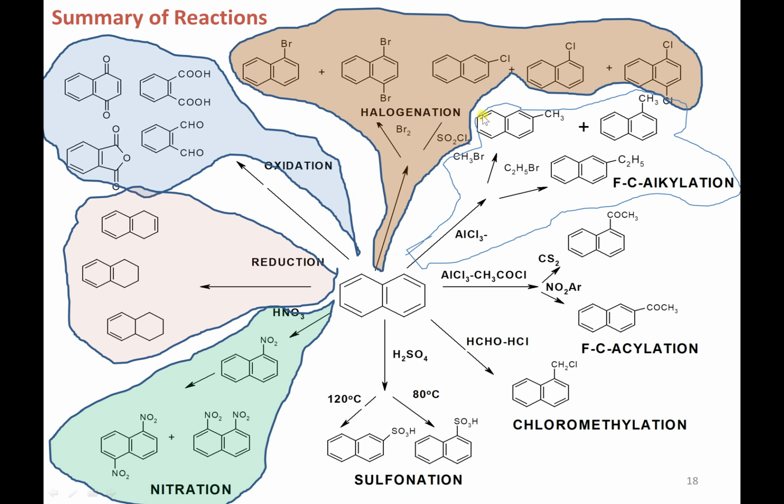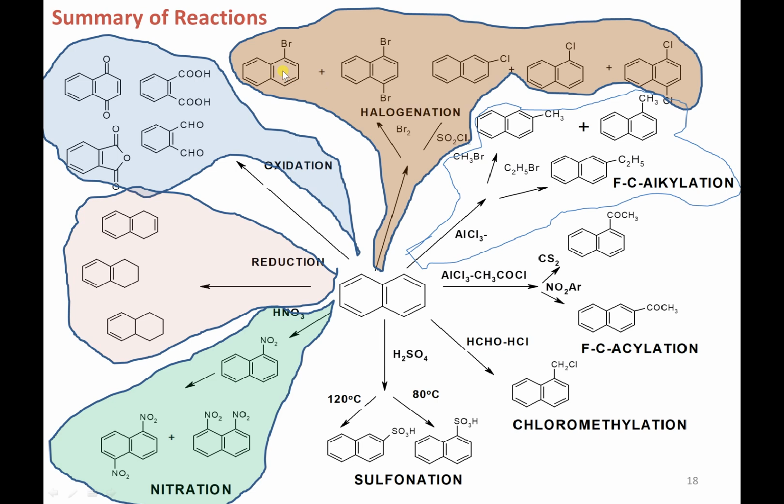Halogenation under normal conditions with sulfuryl chloride gives a product mixture of the expected alpha-chloro compound, but if you use an excess, you will get 1,4-dichloro. But if you increase the temperature, to a higher temperature, then you will get the beta-chloro.